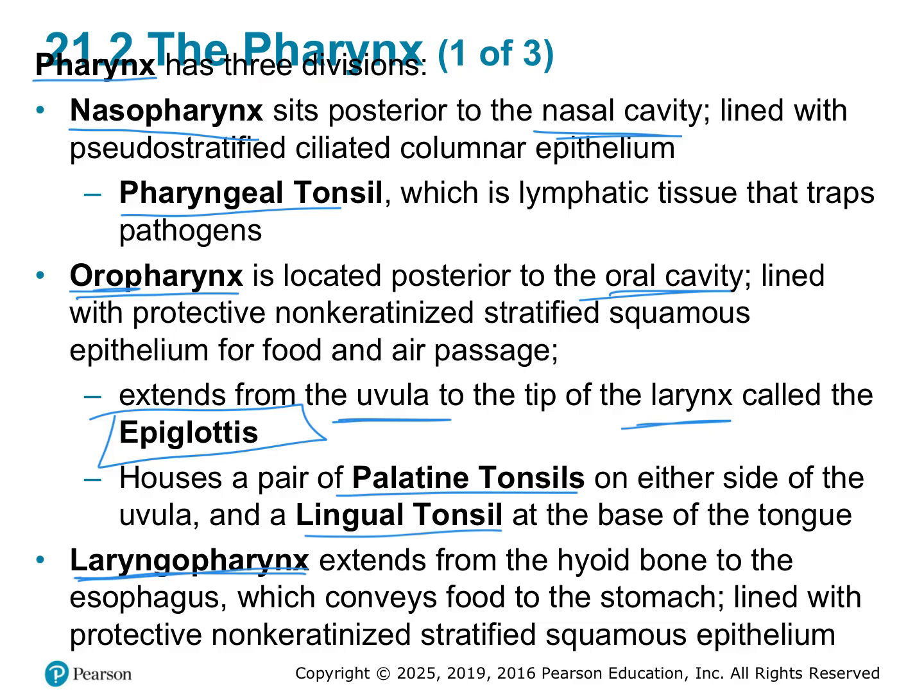The laryngopharynx is going to extend from your hyoid bone, which is in your throat, to the esophagus, and it's going to convey food to the stomach and then air into the larynx. And the epiglottis is going to work to try and ensure that food and liquid do not enter into the larynx to get into the trachea and down to the lungs.